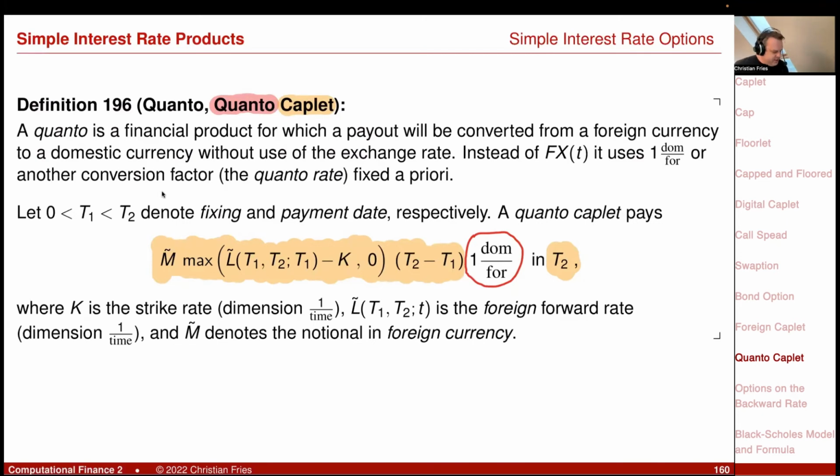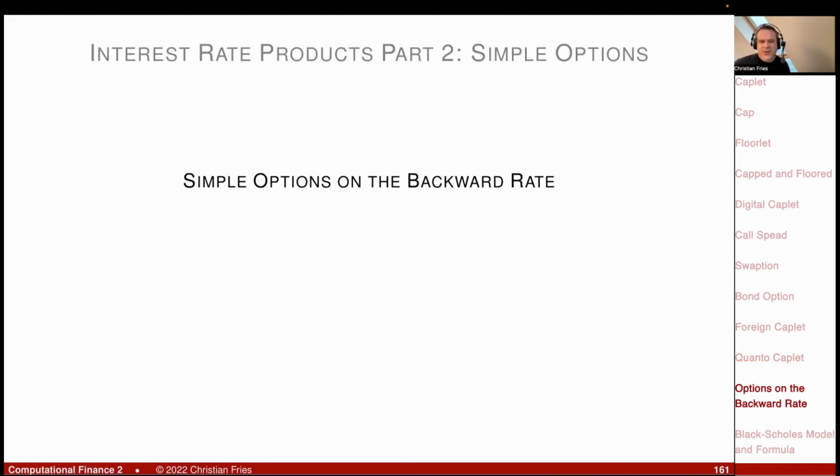Yeah, so you could think of paying this unitless quantity, interest rate multiplied with time, with an amount that is in domestic currency. Okay, just convert the M to domestic currency. Doesn't look too complicated, but valuing this financial product is much more complicated. So this is the Quanto Caplet. The word Quanto refers to the fact that we convert with just a constant conversion factor instead of using the FX rate.